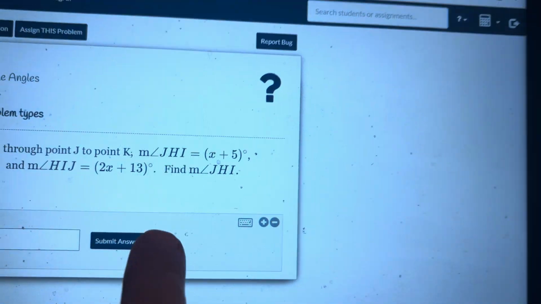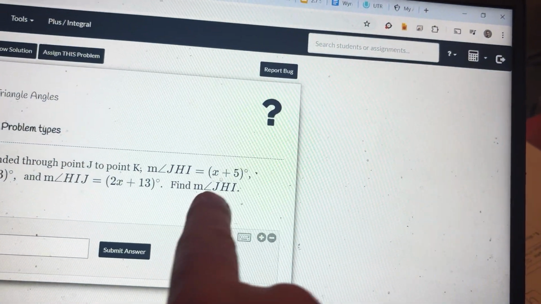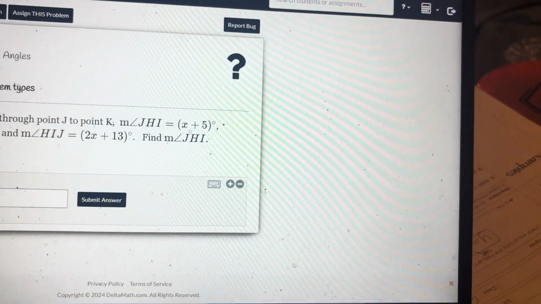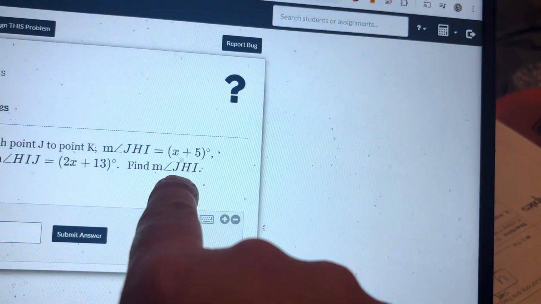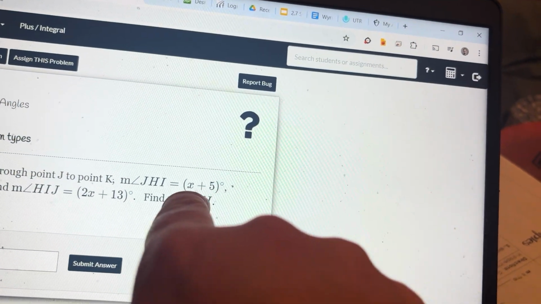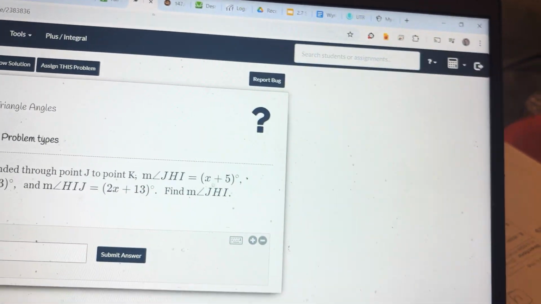And then be careful here too, because it's asking me for the angle, not that x value. So I do still have to solve this to get the x value, but then, see, this is JHI. I need to put that x value into this one to get my answer for the measure of JHI.